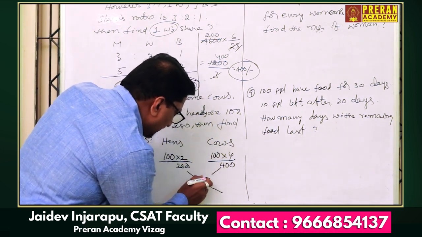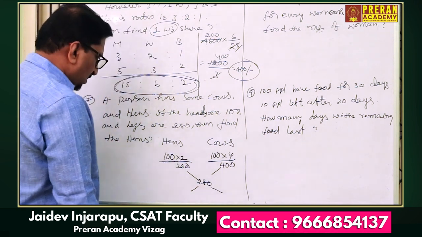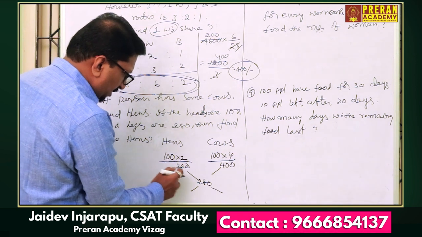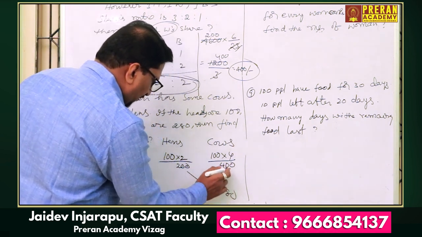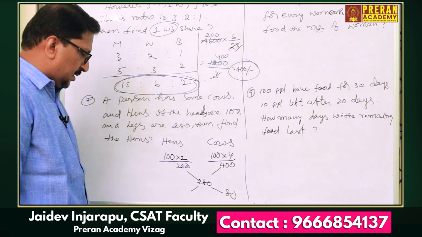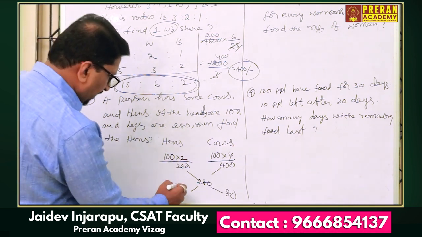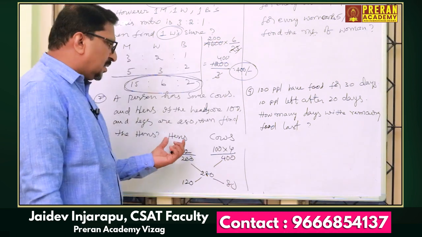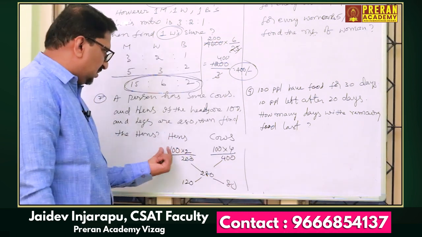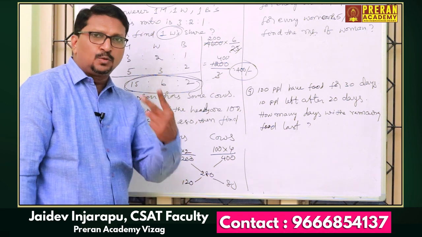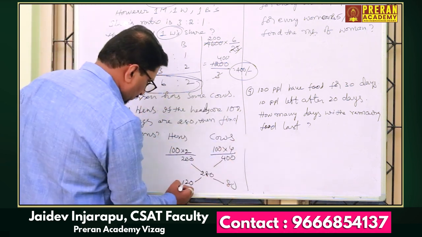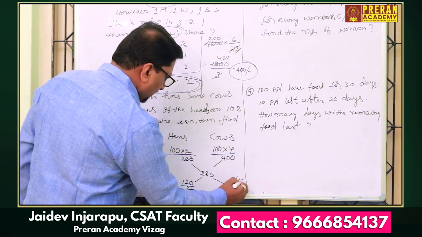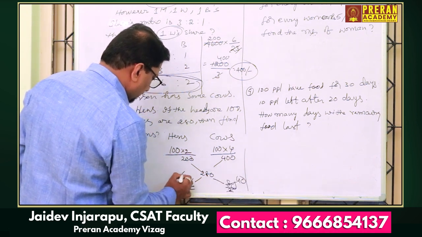If I am going to take like this, here 280 minus 200 and 400 minus 280. So this would be 120. So what is the minimum number of legs these animals have? 2, right? So divide by 2. So by 2, here by 2. So here 40, here 60.